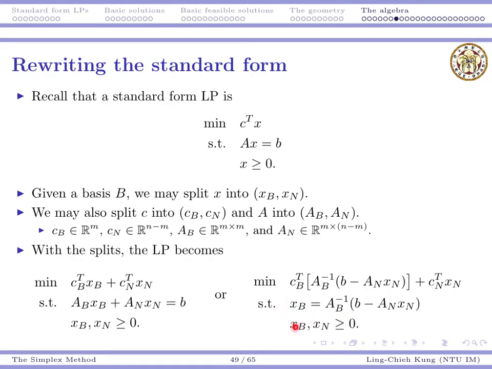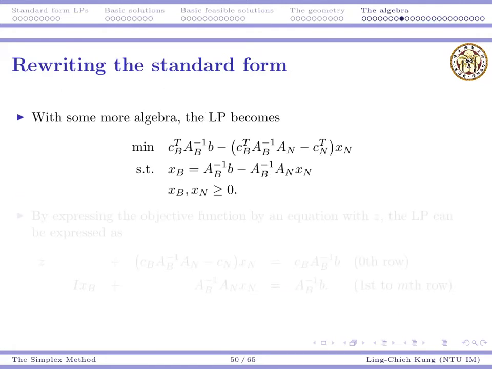We get this. And then if we plug in xb as this into the objective function, this is what we get. We continue to do some more algebra, and we get this. In the objective function, xb disappears because we have plugged this in as xb. So in the objective function, there is only xn here. Why do we want to do that?